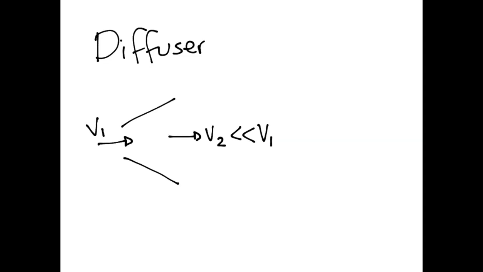The area at the exit is larger than the area at the entrance. So if we take into account that there is no heat loss, it's going to be basically the same first law.